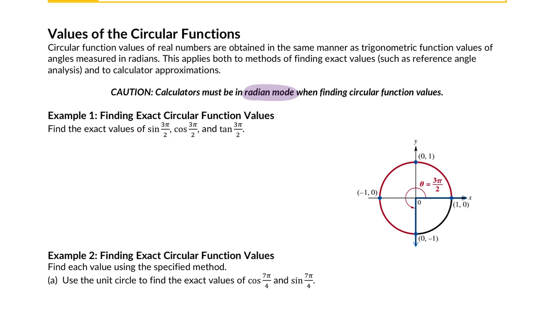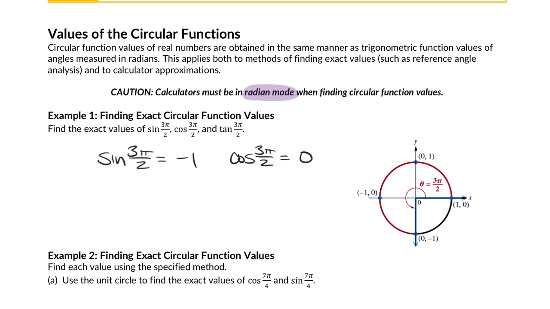angles. If I wanted the exact value of sine of 3 pi over 2, all I do is look at the angle in the point where the angle 3 pi over 2 exists. So what is the y coordinate here? -1, which means sine of this angle 3 pi over 2 is -1. What's the x coordinate? 0. Which means cosine of 3 pi over 2 is 0.